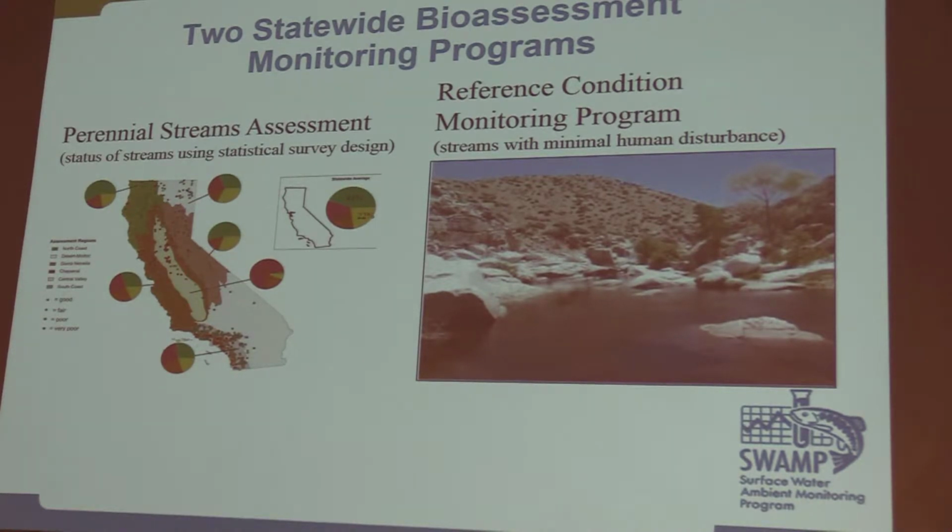The other statewide program is the Reference Condition Monitoring Program, or RCMP, and that program focuses on streams with minimal human disturbance. And so one of the few criteria that they use to define a reference site is the number of road crossings, distance from dams, and the riparian disturbance index score, which is based on visual observations that you see at the site. So do you see bridges, do you see trees cut down, or do you see pavement?